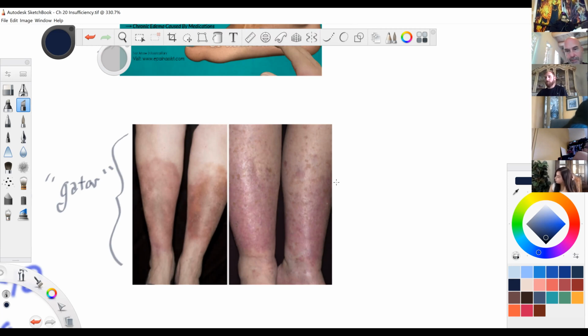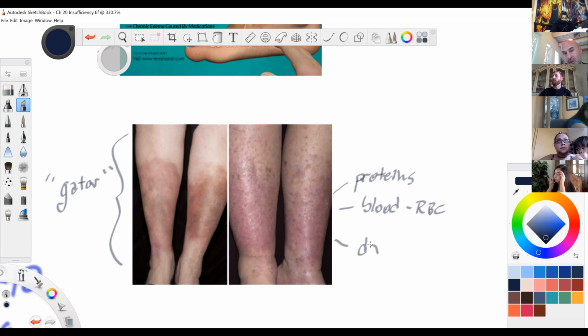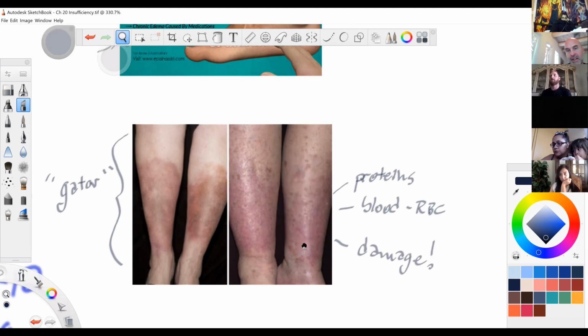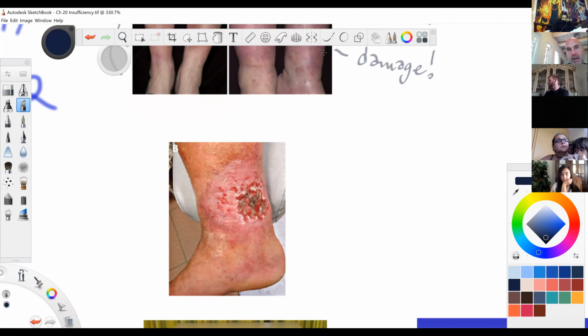And proteins, blood, even red blood cells are making their way outside of the vessel, and they're breaking down, and actually it will damage the skin. That's all those proteins, all that blood, all that stuff that's supposed to be in your blood vessels. Once it gets into the tissue like that, it causes problems. And if it causes really bad problems, it can ulcer. Venous ulcers and arterial ulcers are both a thing. Arterial tend to be from a total lack of blood supply. Venous ulcers are because of stagnant blood supply.